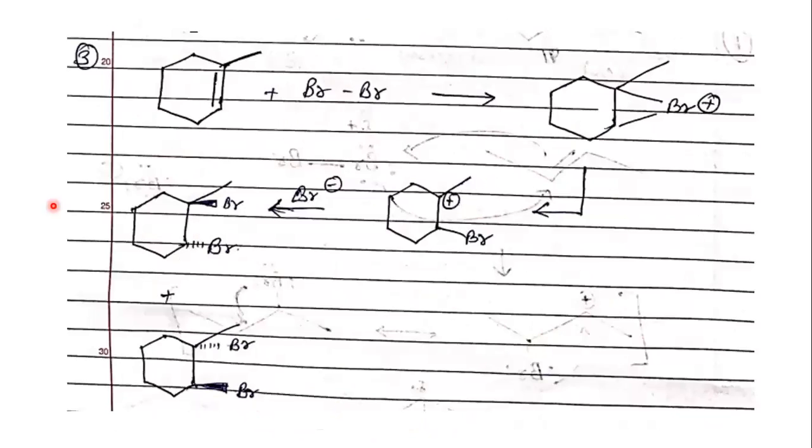Another example I have taken here is a substituted cyclohexene. If you can see, there is a cyclohexene, but one of the carbons is substituted with a CH3 group. Again, the same thing is going to happen. The same thing meaning this bromine is going to be polarized. The electron clouds are going to repel each other, leading to the formation of a bromonium ion. Now, the next step is critical. Pay attention here. Now, where will that Br minus attack?